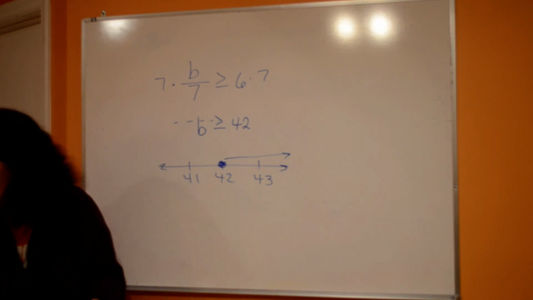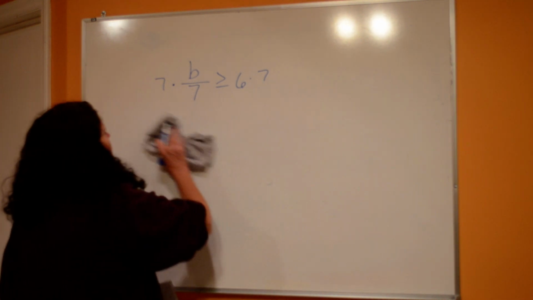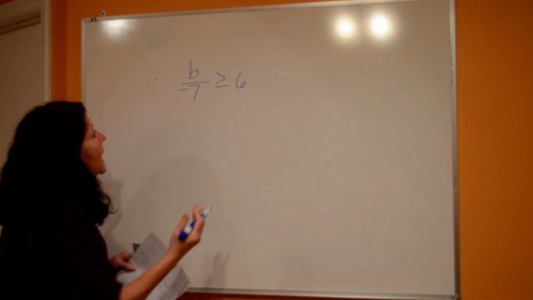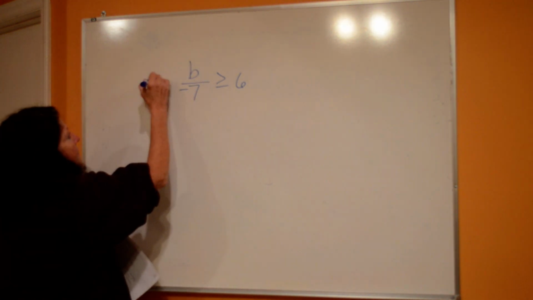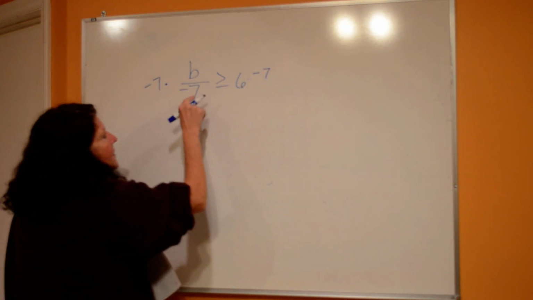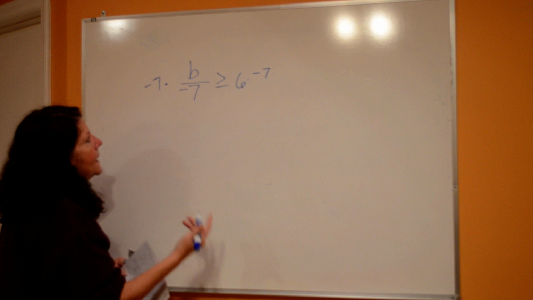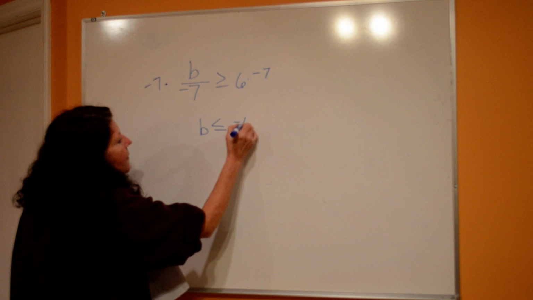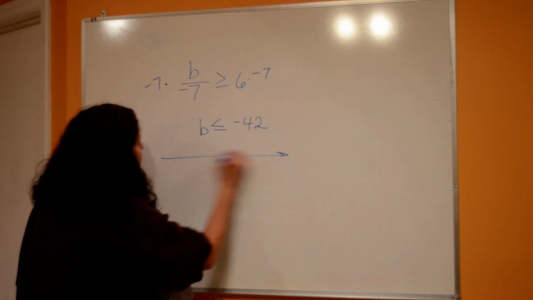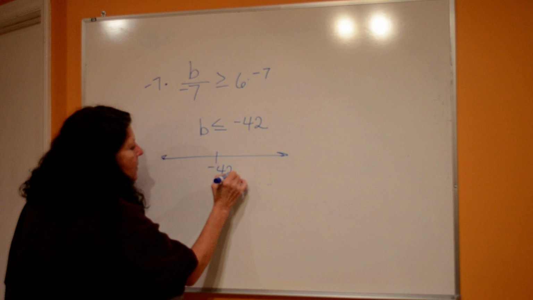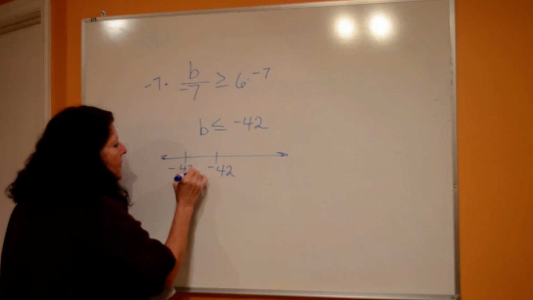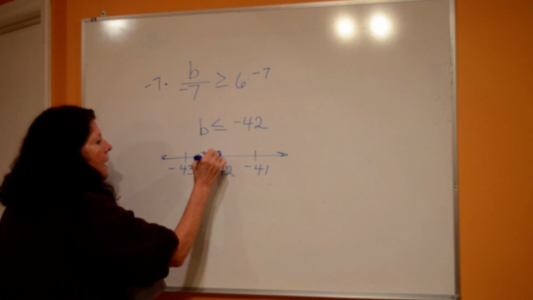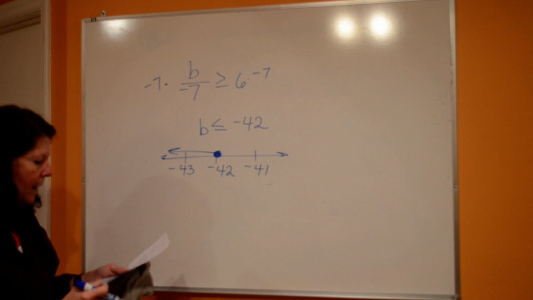Let's say, however, this was a -7. Then to get that b by itself, I would have to multiply both sides by a -7. Now I've multiplied by a negative number to solve it, so I'm going to switch the direction of the inequality. And when I graph it, now I have a -42. Remember, these go just the opposite of what you would think because they're negative. So I have a closed circle and it goes in that direction, okay?